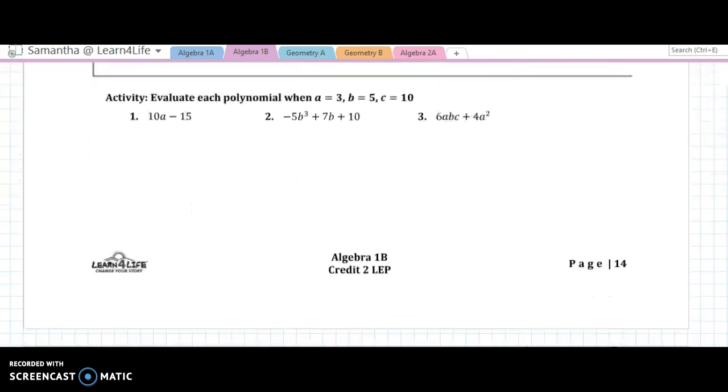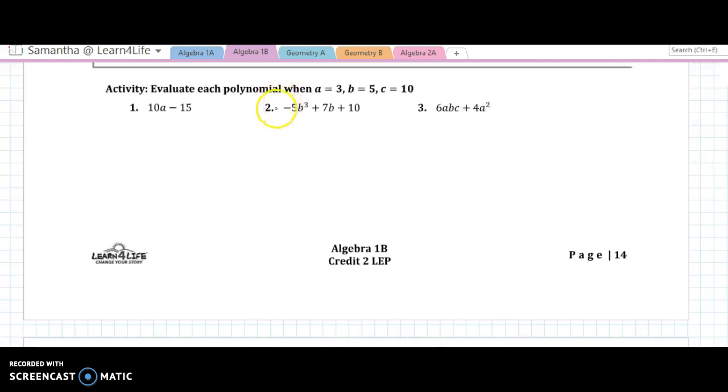All right, now evaluating functions. It's basically just, or evaluating polynomials, just plugging them in, right? So 10a minus 15, that's 10 times a minus 15. And they're telling us what a is. A is 3. So we're going to do 10 times 3 minus 15. 10 times 3 is 30 minus 15. 30 minus 15 is just 15. Final answer. Not bad, right?